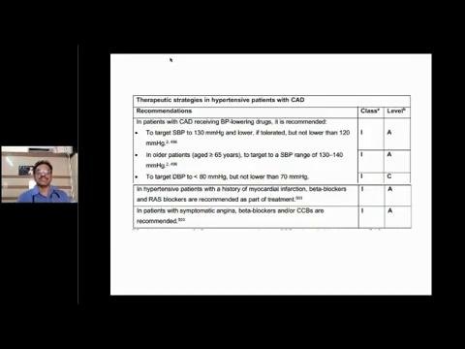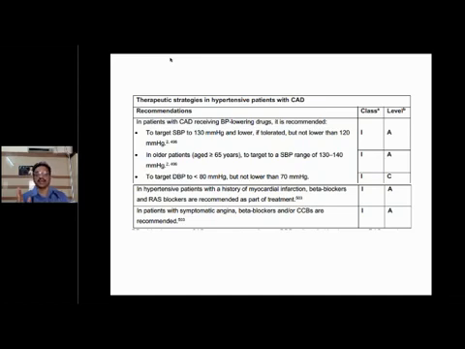In patients with CAD, what is the target? Less than 130 and lower, but not lower than 120. The ACCORD trial has already shown that if you lower the blood pressure below 120, then there are adverse CV events. So don't try to over treat the patients. Target diastolic blood pressure less than 80. So 130 and 80 should be the ideal target.